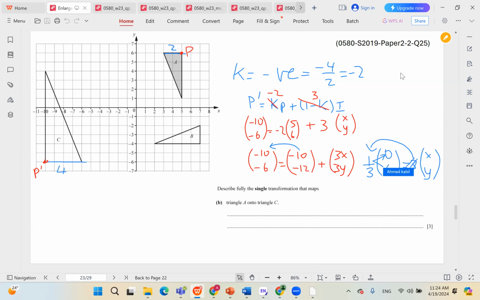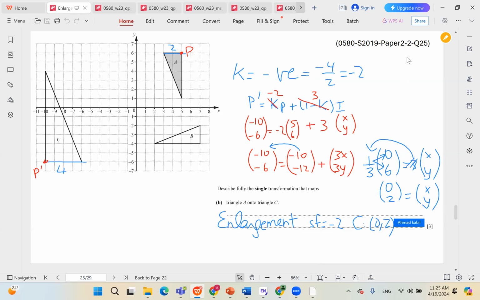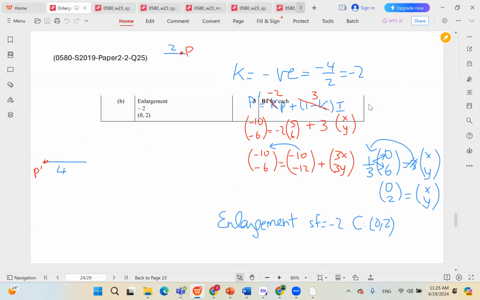Now you can multiply these out. So you get 0 and 2 equals x and y without having to solve each variable separately. Now that we have our answer, we can write it down. So enlargement, and you have a scale factor of -2, and you have a center of 0, 2. Let's check the marking scheme for that. So enlargement, -2 and 0, 2 are correct.